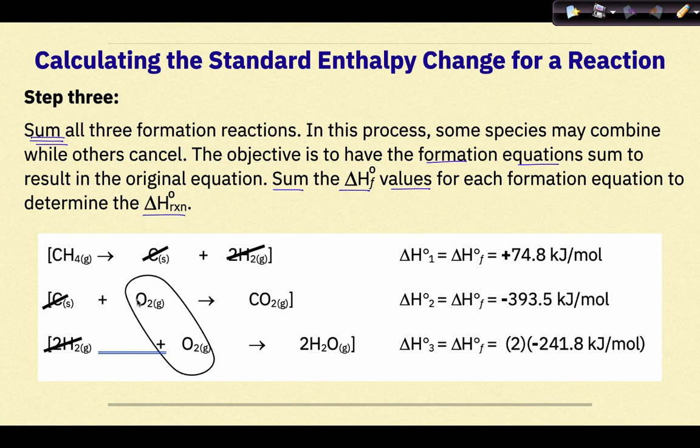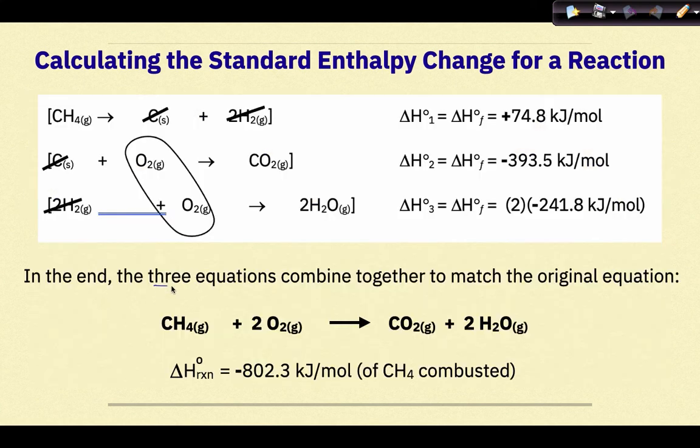So we take all of our equations that we had, we cancel out some values, combine other values, while at the same time adding together our heat of formation values. In the end, the 3 equations combine together to match the original equation. Methane plus 2 moles of oxygen yields 1 mole of carbon dioxide and 2 moles of water.